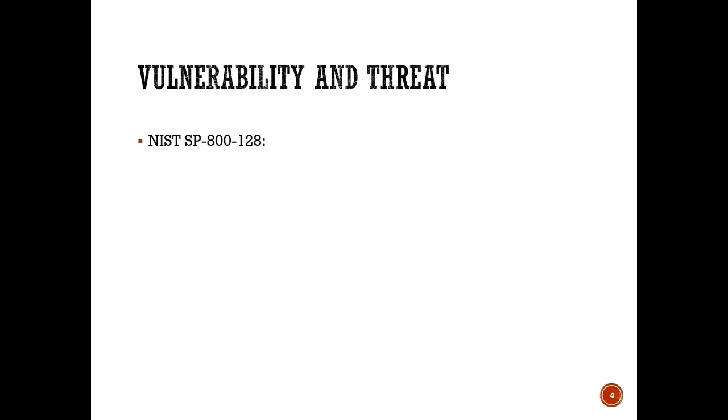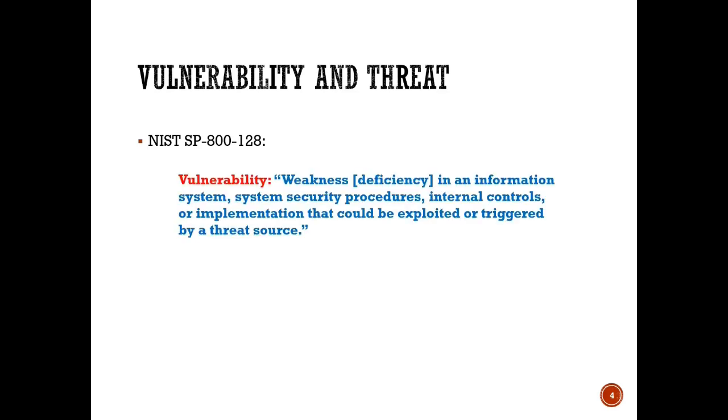That brings us to the definition of two key terms: vulnerability, the way in which something can fail, and threat, an action that exploits the vulnerability. The National Institute of Standards and Technology, or NIST, describes vulnerability as a weakness, which they also define as a deficiency, in an information system, system security procedure, internal controls, or implementation that could be exploited or triggered by a threat source. So it's a flaw that could lead to damage in our data or systems.